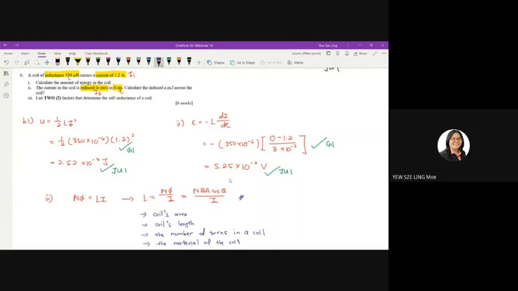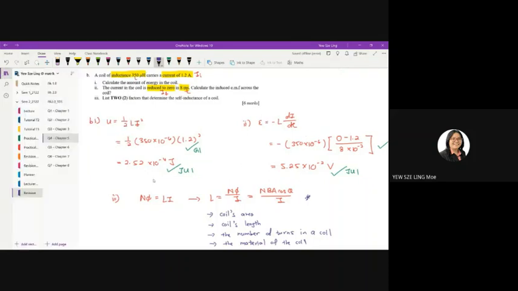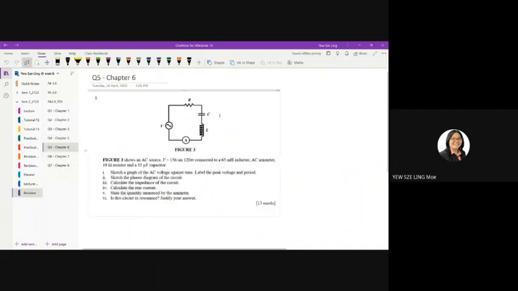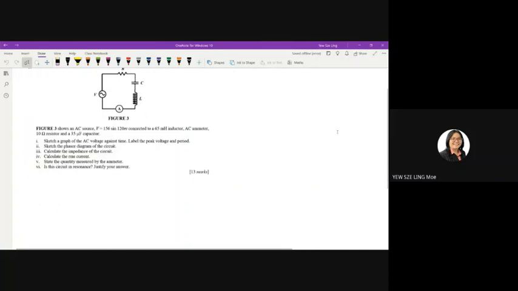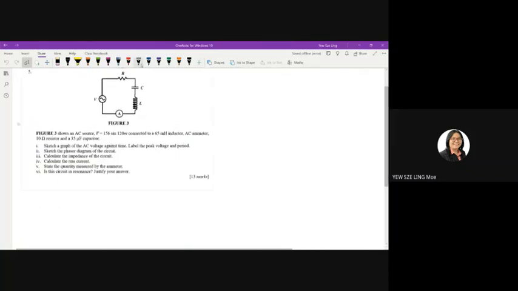Now let us look at question 5. We are done with question 4. Now let us proceed to question 5. Question 5 is from chapter 6. Now you are given a diagram, and in this diagram you have R, C, and L. So this is the RCL circuit, obviously.